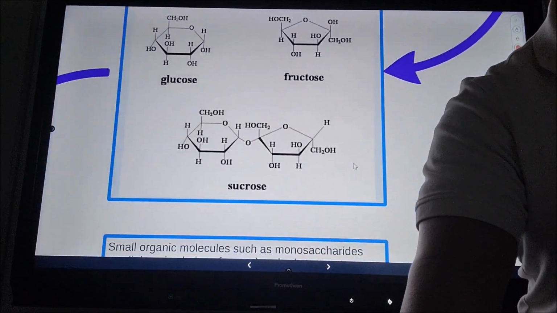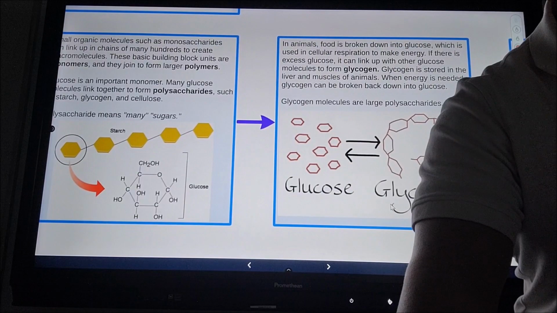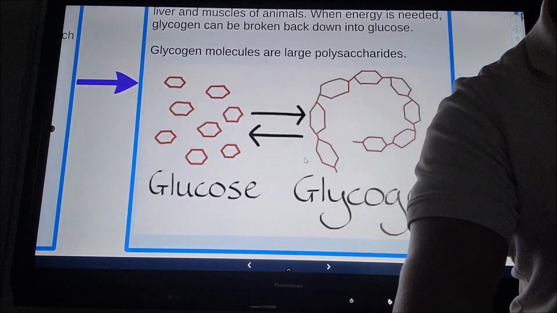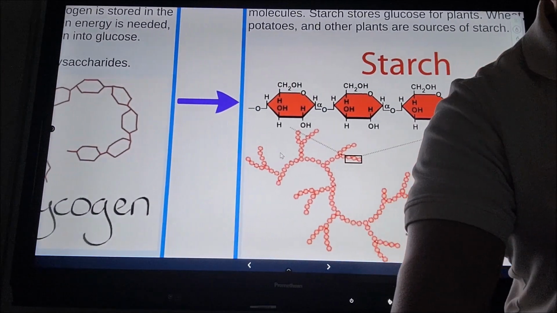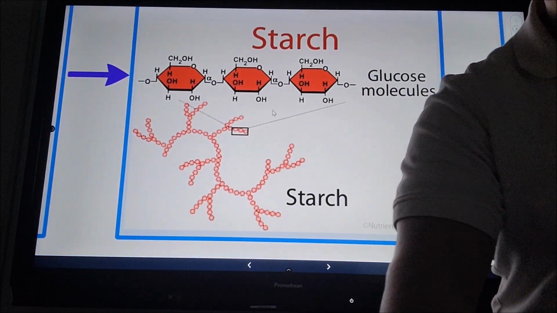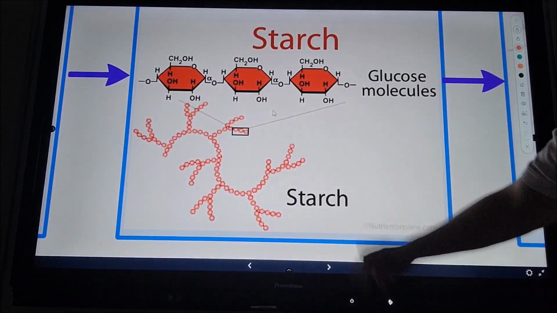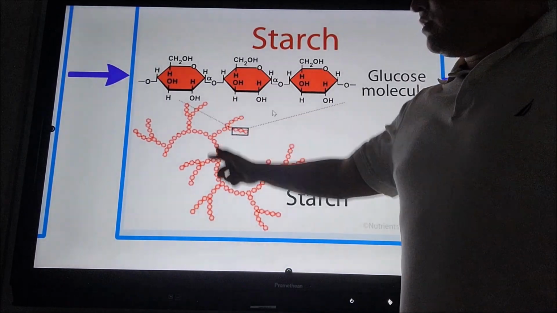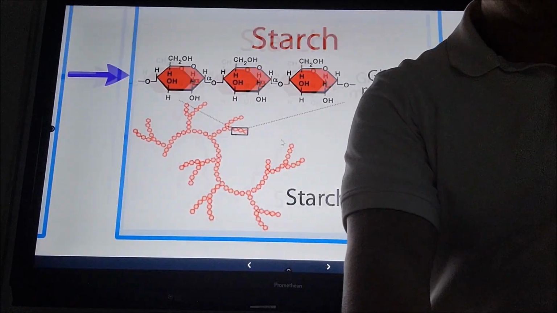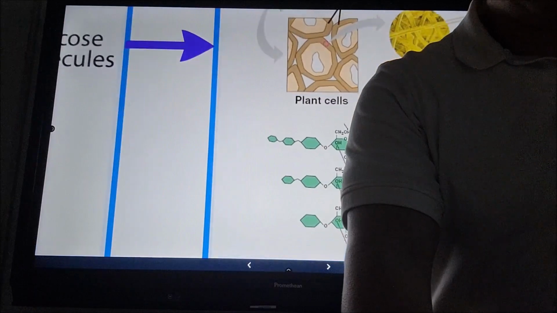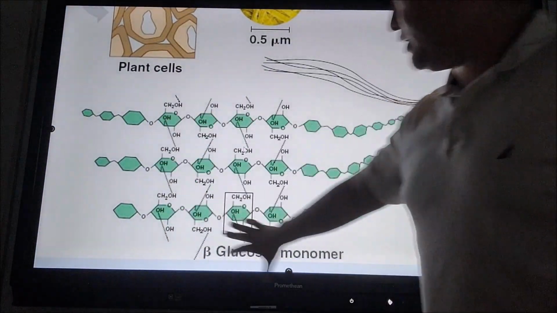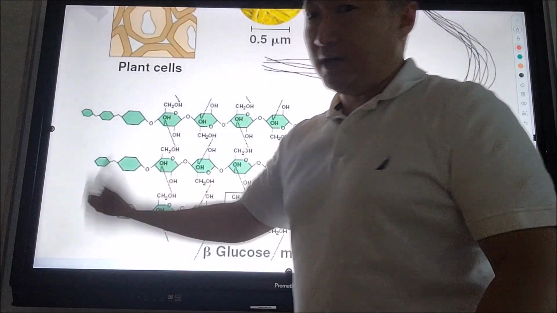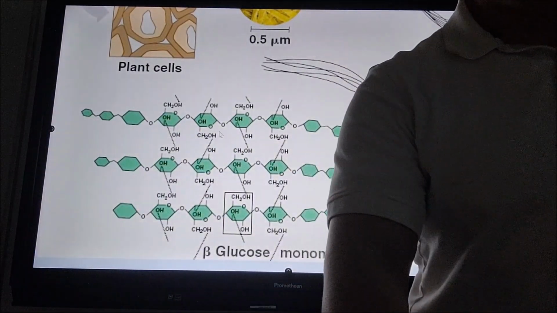And these will commonly link up into much larger carbohydrates. Glycogen is an example found in animal cells, and starch is another example found in plant cells. And so these little units will connect and build more complex molecules. So this is your carbohydrate, and each of these are your monosaccharide monomers.